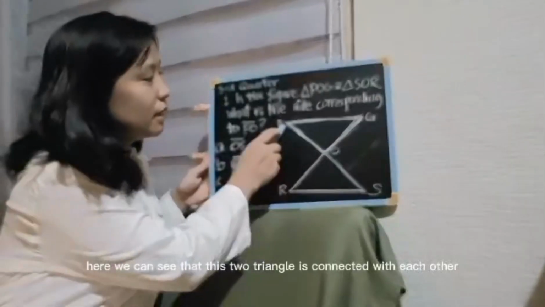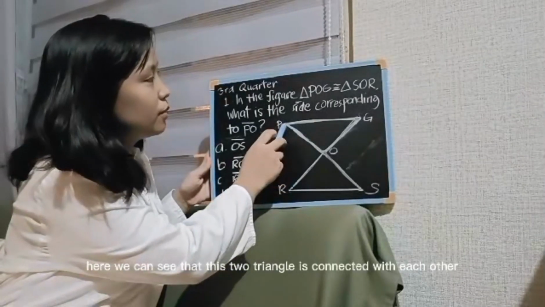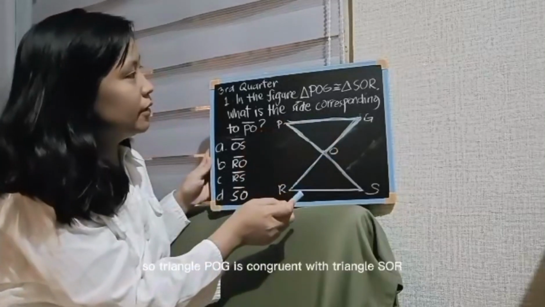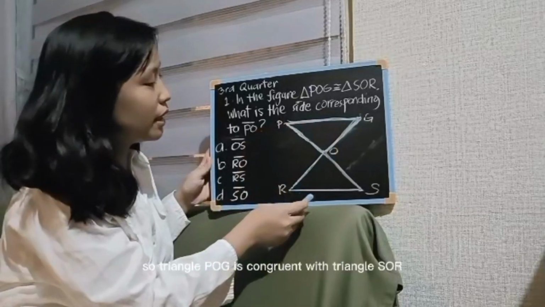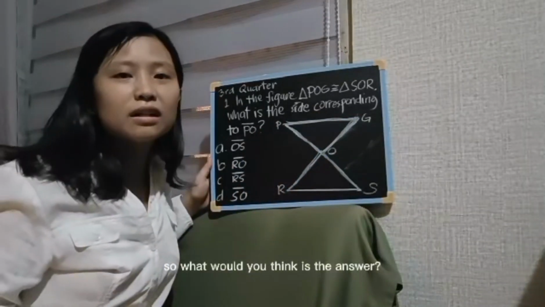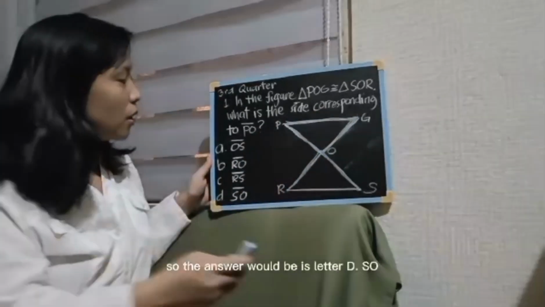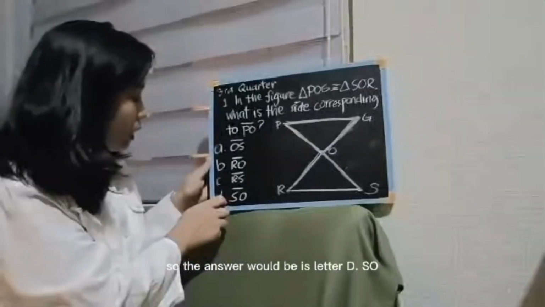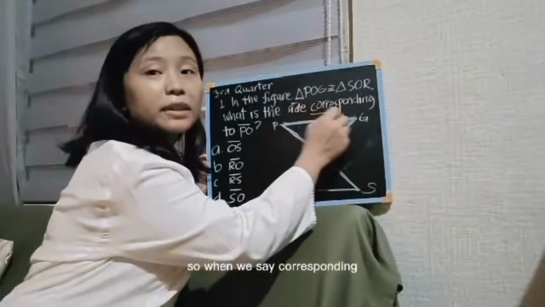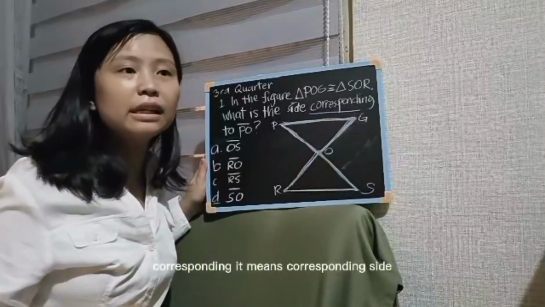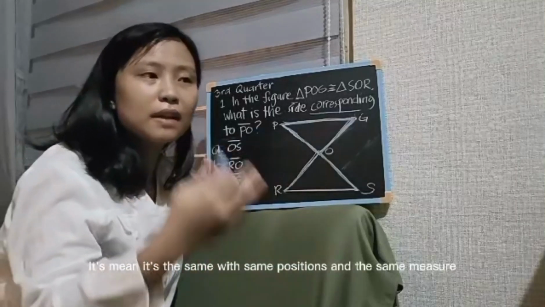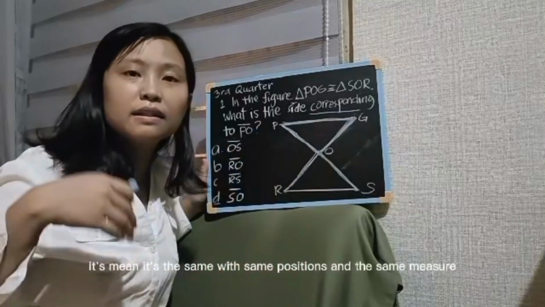So here we can see that these two triangles are connected with each other. Triangle POG is congruent with triangle SOR. So what do you think is the answer? The answer is letter D, SO. When we say corresponding, it means corresponding sides, with the same positions and the same measure.